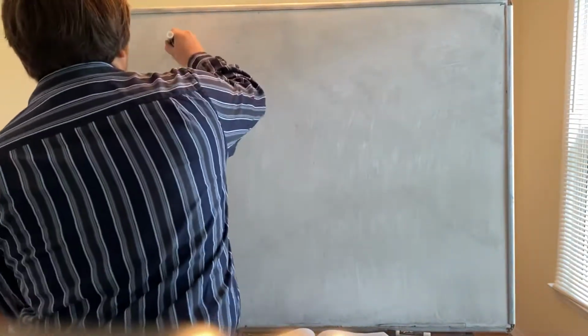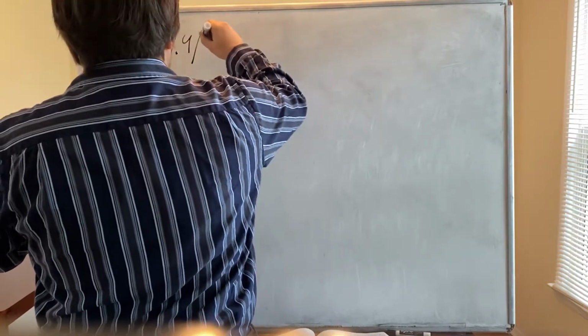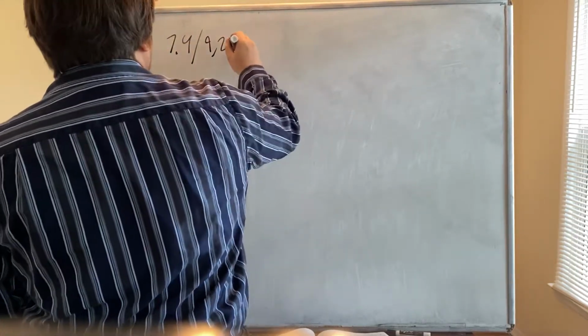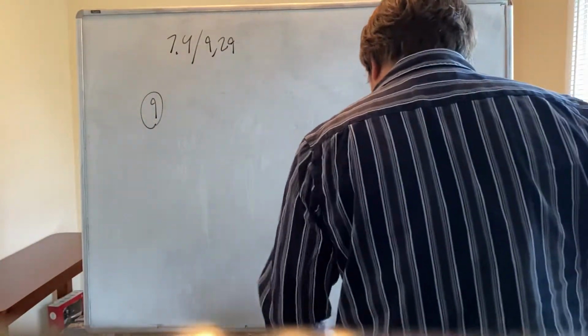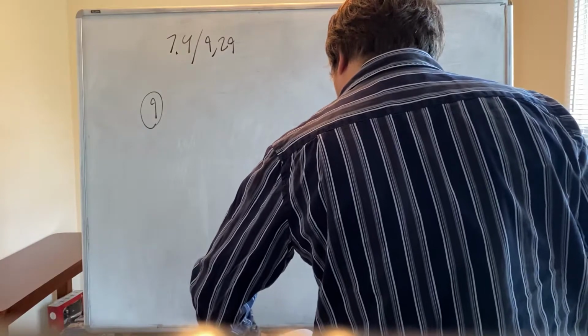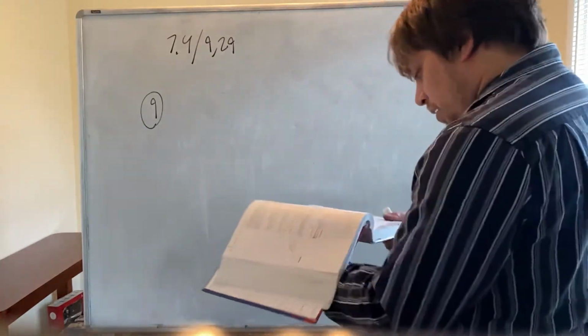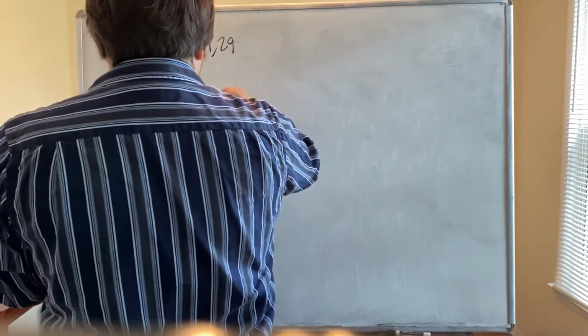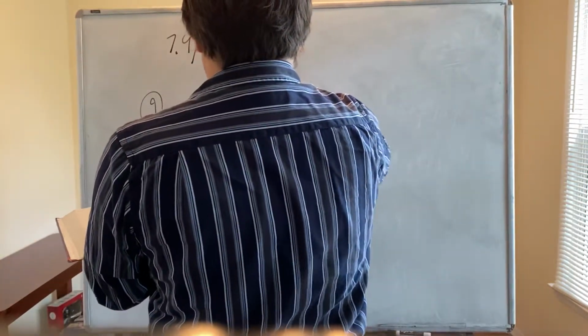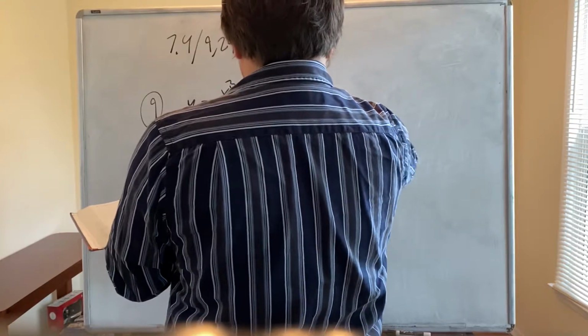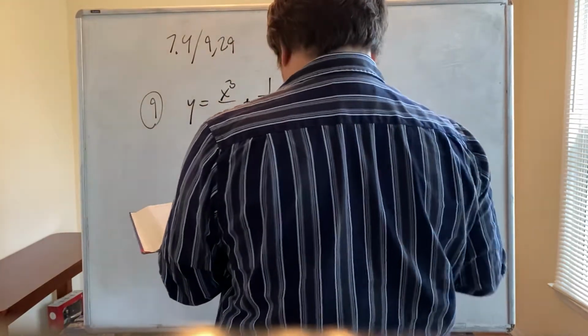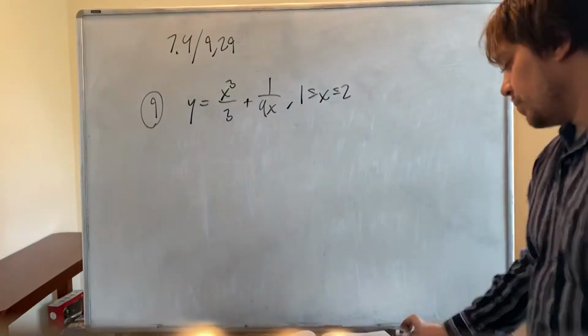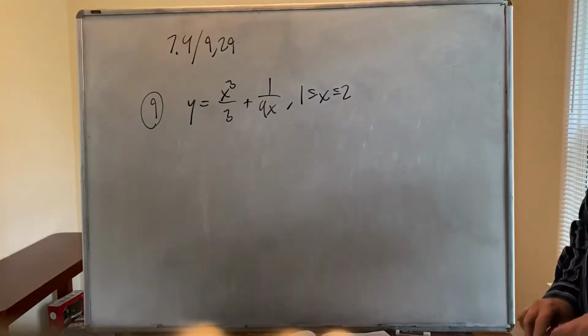7.4, numbers 9 and 29. So 7.4, number 9. Find the exact length of the curve. So for number 9, you have y equals x cubed over 3 plus 1 over 4x, for 1 less than or equal to x less than or equal to 2. So we're going to find the exact length of the curve here.